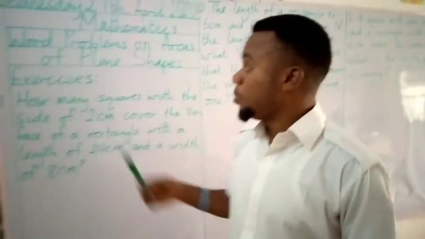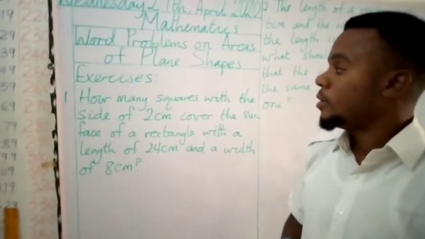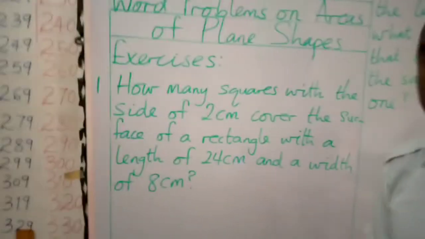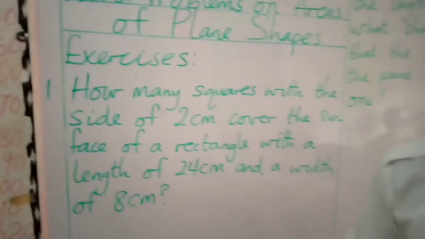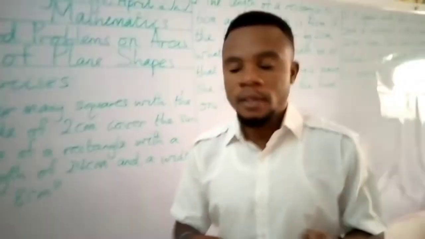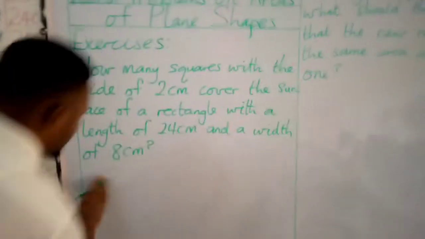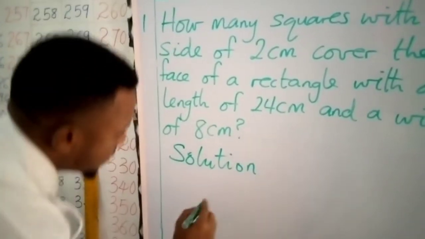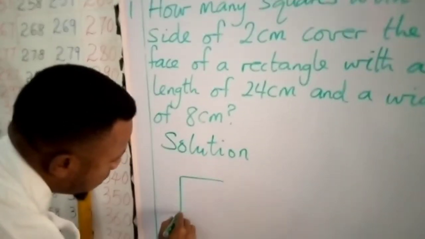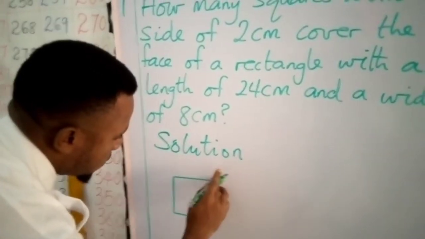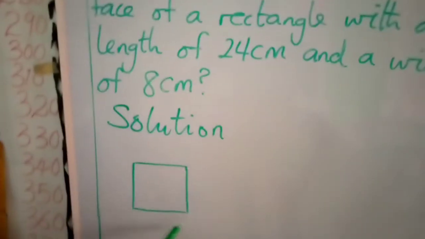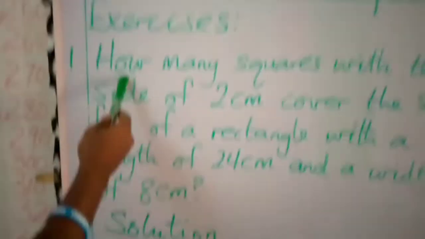Now, on the board we have some exercises. Number one, we have how many squares? Do you know the shape of a square? It has 4 equal sides. A square has 4 equal sides. This is the shape of a square. They are all equal.